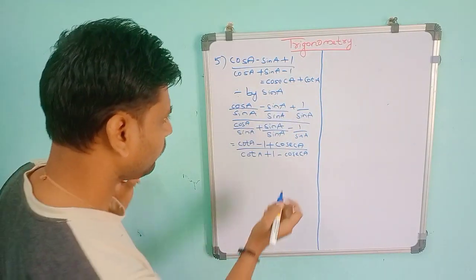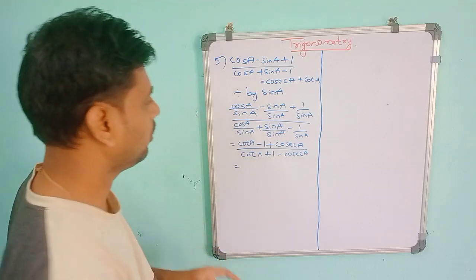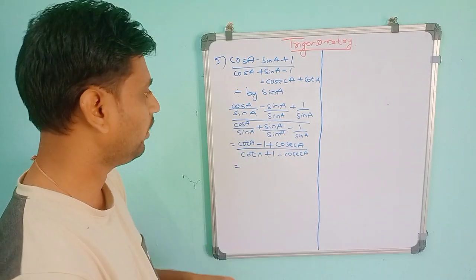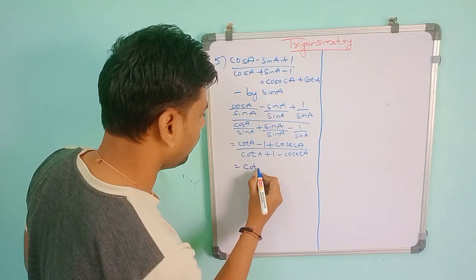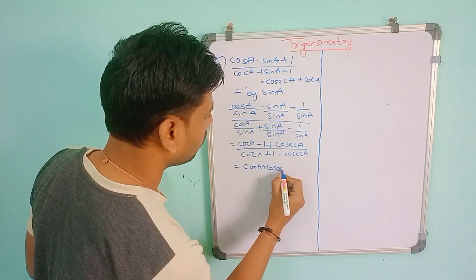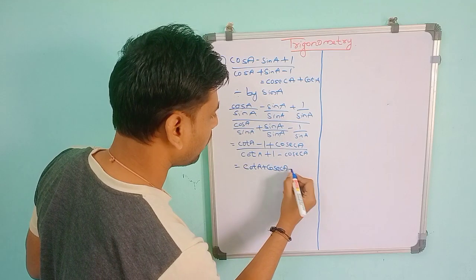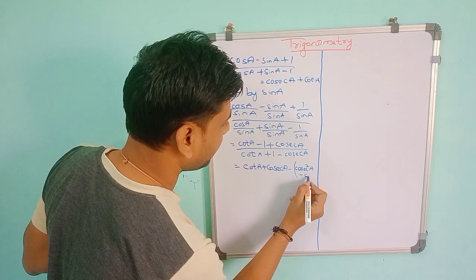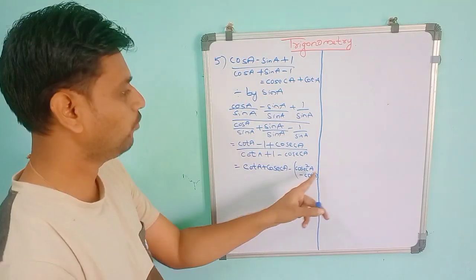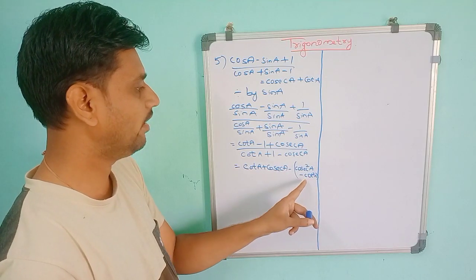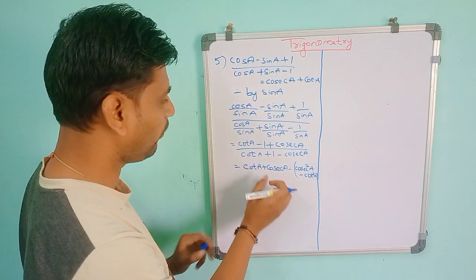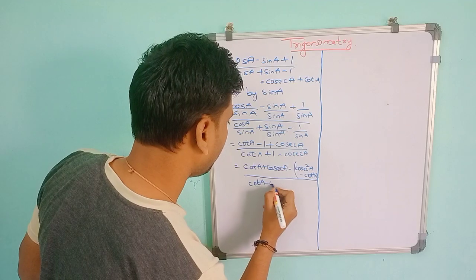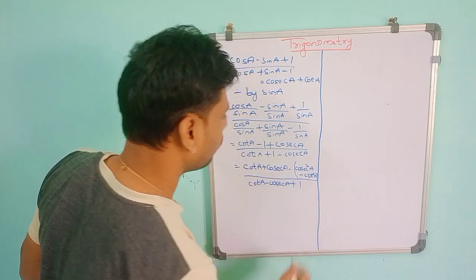For that, as we know the identity, 1 plus cot square A is equal to cosec square A. So in terms of 1, I will write cosec square A minus cot square A, which is nothing but 1. Why? Because it is in the form of cot and cosec A. So the numerator is cot A plus cosec A, divided by cot A minus cosec A plus 1.